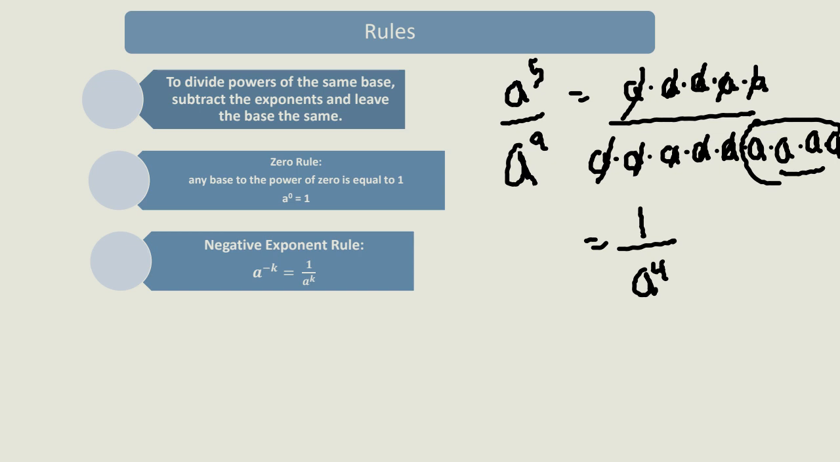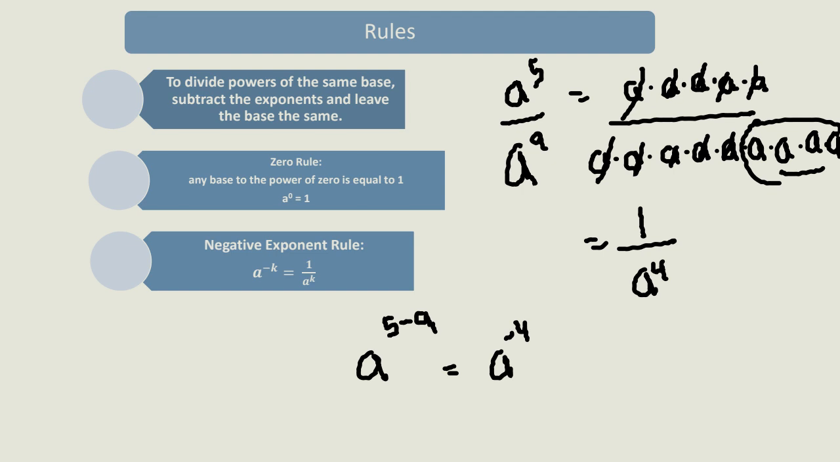So this is great. That's one way to write it. But if I use my subtraction method and go 5 take away 9, I'd get a to the negative 4. And these are the same. A to the negative 4 is also 1 over a to the 4. With the two different methods we used, we got different types of answers, but they're the same.